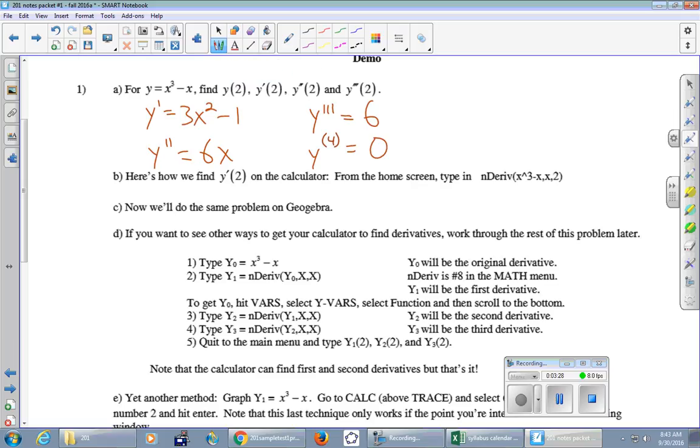All right, so first one, this guy here, y of 2, that's going to be the original function, 6, right? 8 minus 2. Okay. Y prime of 2 going to the first derivative, right? Plug 2 in there, we get 11. Okay. Y double prime of 2, plugging 2 into the second derivative, is 12. And then y triple prime of 2 is 6. It's 6 no matter what number you plug in for x, okay?